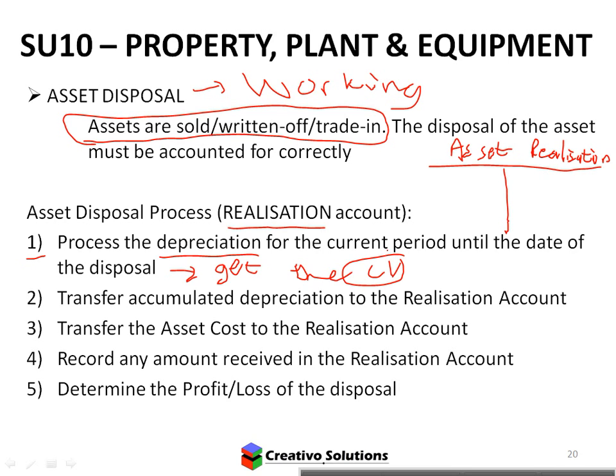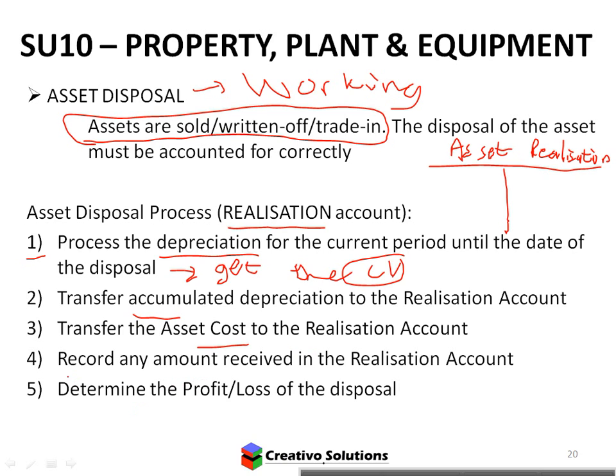Number two is to transfer the accumulated depreciation to the realization account, meaning I'm removing the asset. So if I'm removing the asset, I'm going to get rid of the depreciation. If I'm removing or disposing of the asset, I'm going to move out the cost. So that's what you're looking at here. That's step number 2 and step number 3. Get rid of the cost, get rid of the accumulated depreciation.